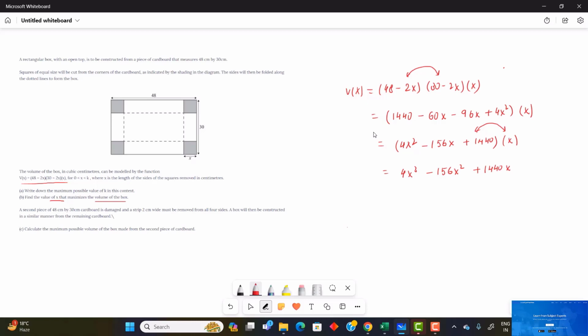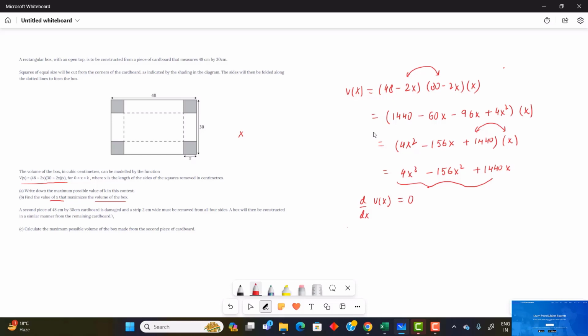Now we know that to find the value of x that maximizes or minimizes V(x), we should put d/dx of V(x) equal to 0. So the first derivative of this expression, when equated to 0, will give us the value of x that either maximizes or minimizes the volume.